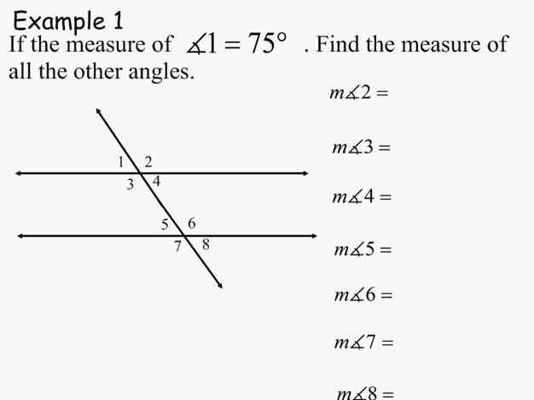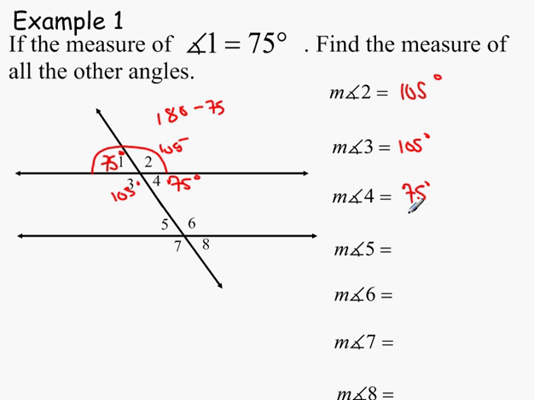Okay, let's work out an example. It says here, if the measure of angle 1 equals 75 degrees, find the measure of all the other angles. So angle 1 is 75 degrees, so let me label it. Now, I know that if angle 1 is 75 degrees, angle 4 automatically has to be 75 degrees because these are vertical angles. I also know that angle 1 and angle 2 are supplementary, so angle 2 has to be 180 minus 75, and that's 105. And angle 3 also has to be 105 because these are vertical angles.